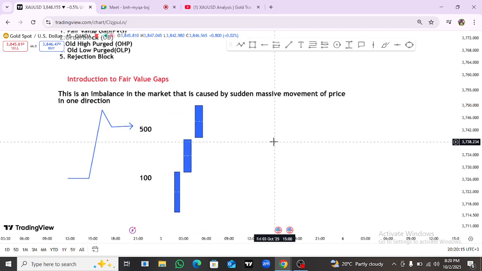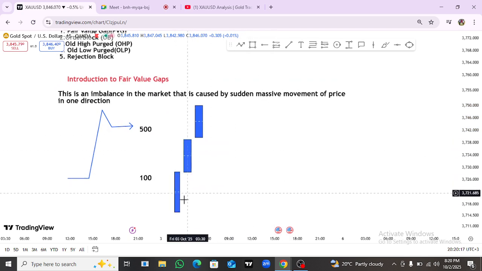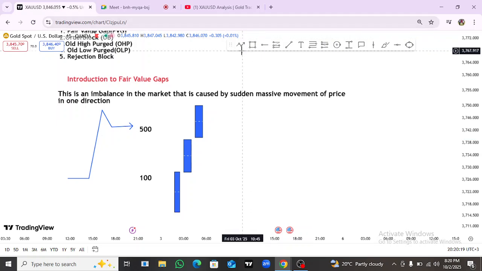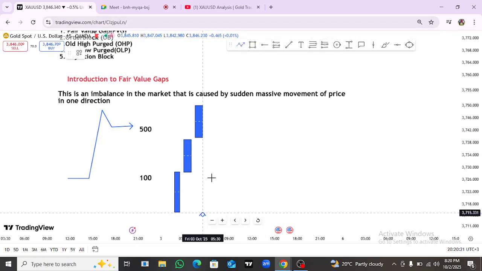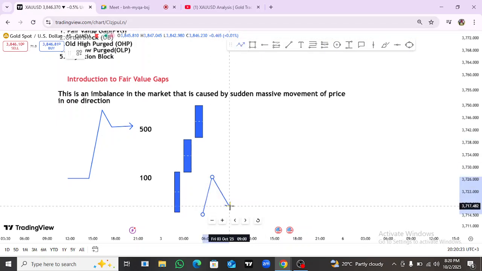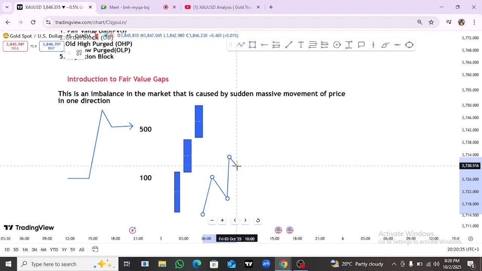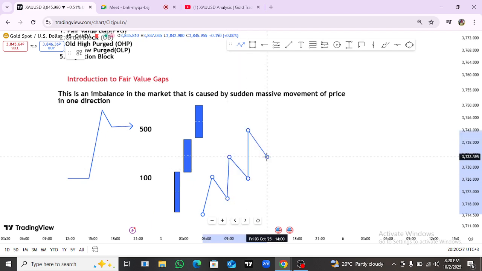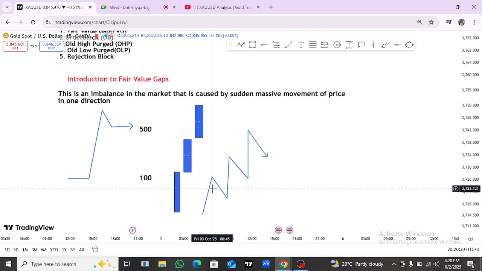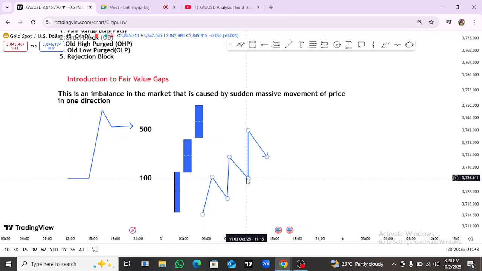Price normally doesn't move this way. Price moves in a series of impulses and corrections. So this is an impulse, then correction, impulse, correction, impulse, correction. Why does price move this way? Because when price gives us this impulse, there's a lot of imbalance left here. So price will have to come back and fill these imbalances before price moves above.